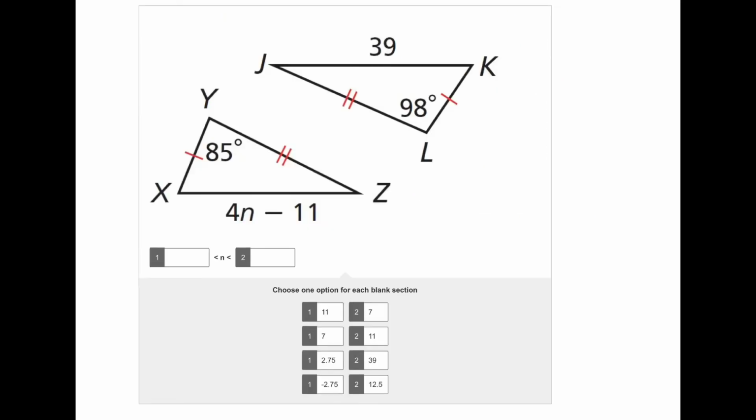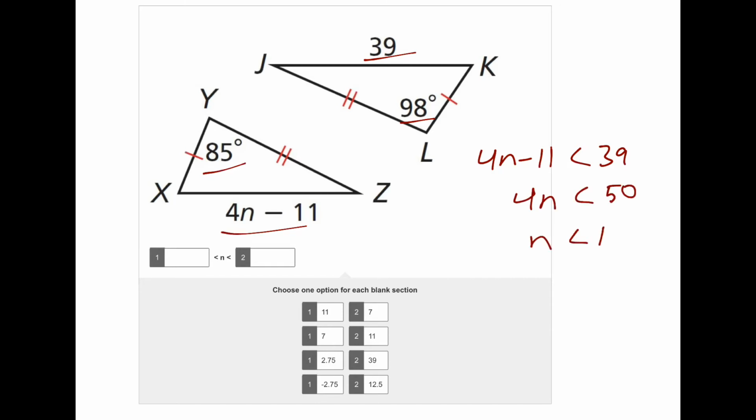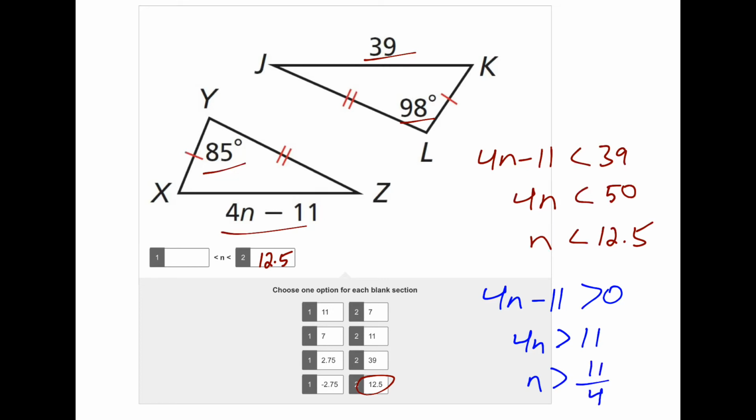For number 9, these two are very similar, except 98 is bigger than 85 in the same way that 39 has to be bigger than 4n minus 11. So 4n minus 11 is less than 39. If I add 11 to both sides, I get that 4n is less than 50, or n is less than 12.5. This tells me what goes in the second blank, 12.5. And I can also identify that 4n minus 11 has to be bigger than 0. So 4n is bigger than 11, and n is bigger than 11/4. This value turns out to be 2.75, which goes over here.